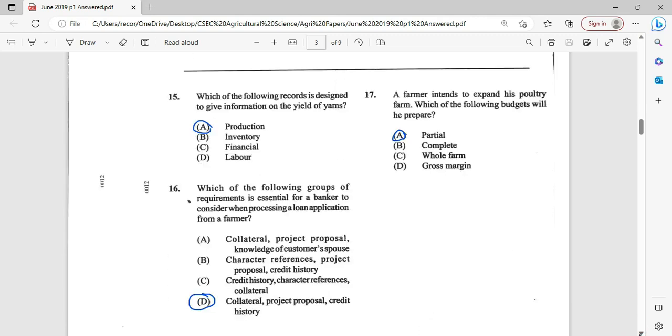Number 15, which of the following records is designed to give information on the yield of yams? Your production record will tell how much you have produced, and how much you have produced is actually your yield.